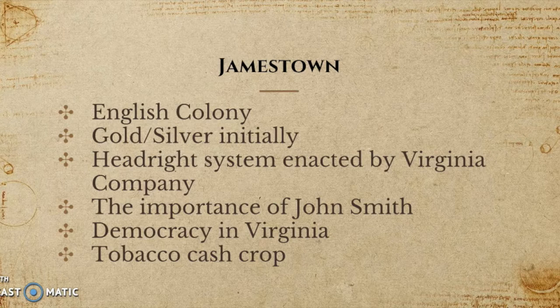John Smith was one of the earliest colonial leaders in Virginia. He ruled with an iron fist. He was a military man, and he really wanted the colonists to be able to feed themselves. He said that he who shall not work will not receive food. So he really needed the colonists to work together to survive in this new world.